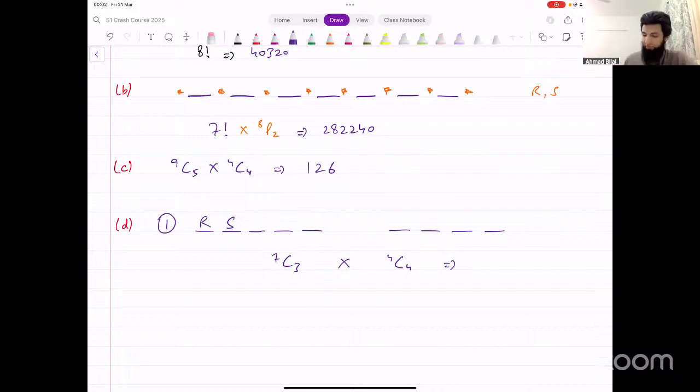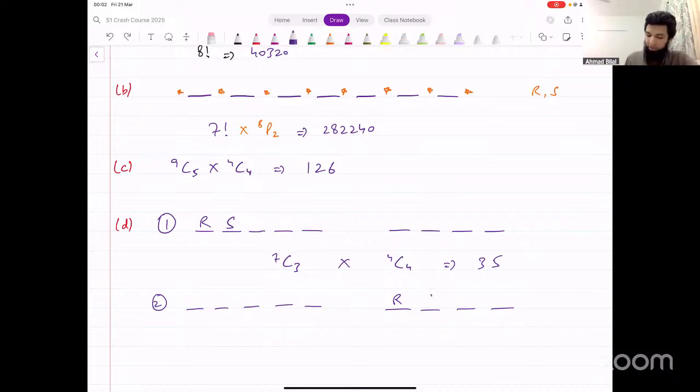7C3 is 35. 35 times 1, that's 35. That's the first case. The second case is that Raman and Sanjay are in the 4-member group.